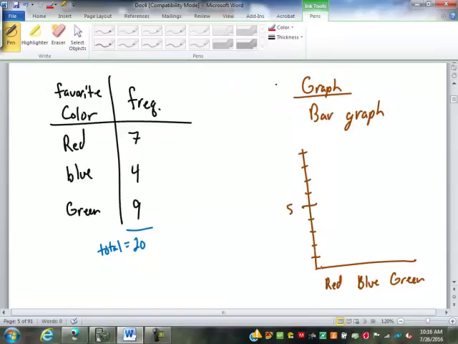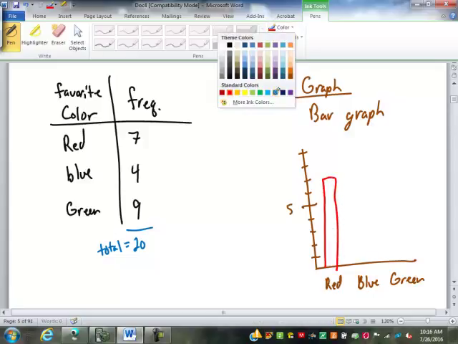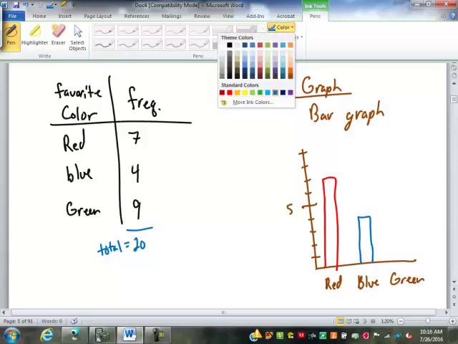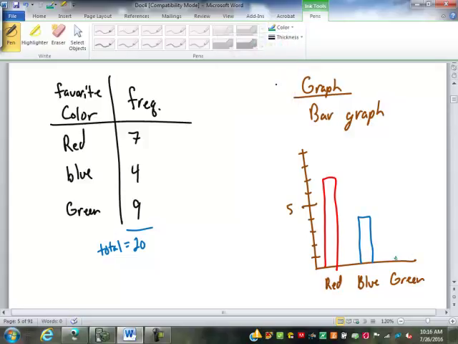So now red is 7, so I'm going to put a bar above red that goes up to 7, like that. Blue is 4, so above blue I'm going to go up to 4. Green is 9, so above green I'm going to go up to 9.